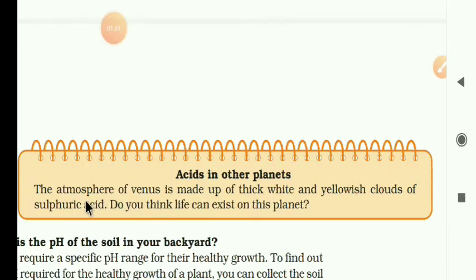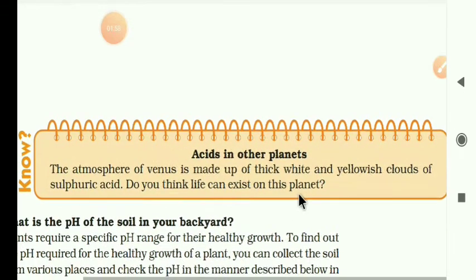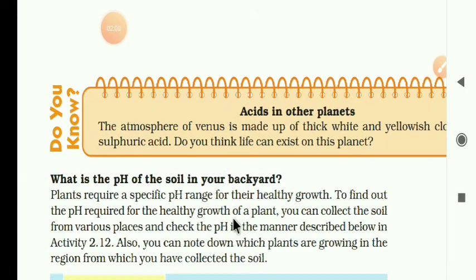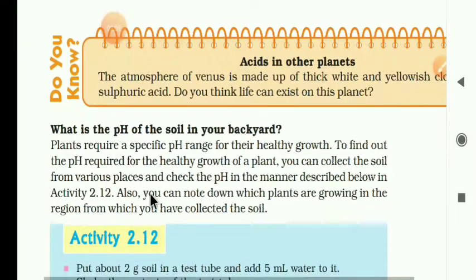See, this is an understanding one. The atmosphere of Venus is made up of thick white yellowish clouds of sulfuric acid. Okay, remember this one. Now, the second one is: what is the importance of pH in the soil? Plants require a specific pH range for their healthy growth.